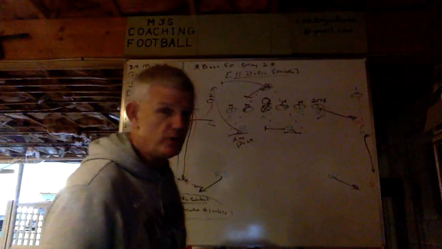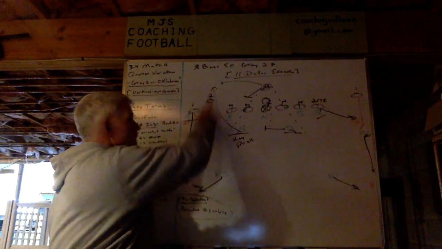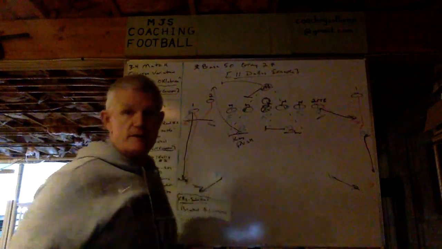Okay? So in gray 2, that's how we defend Oklahoma, right? One out, vertical out concept.